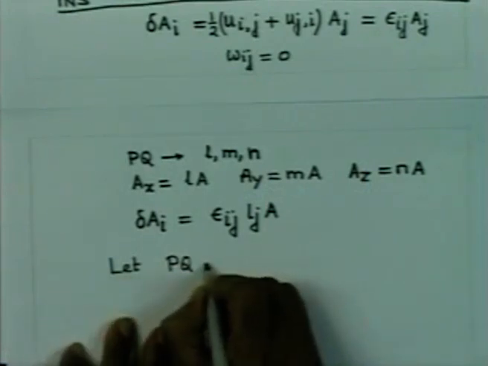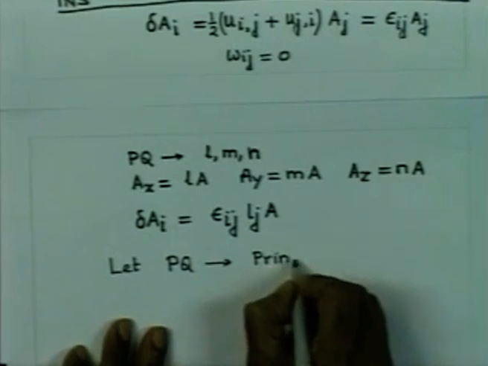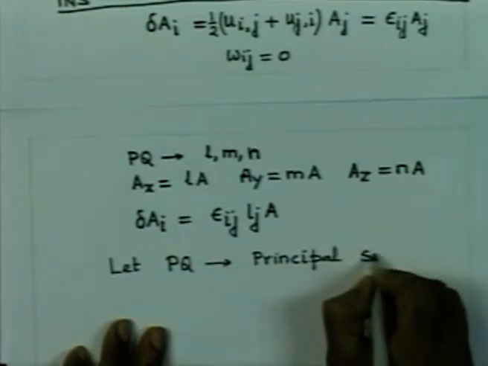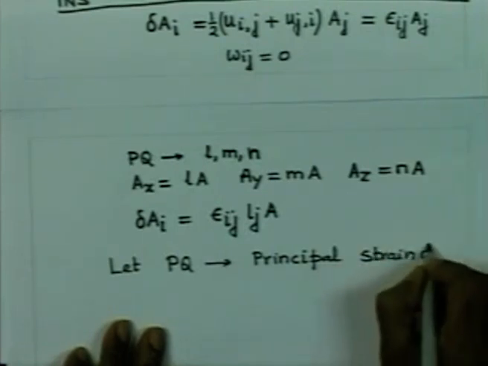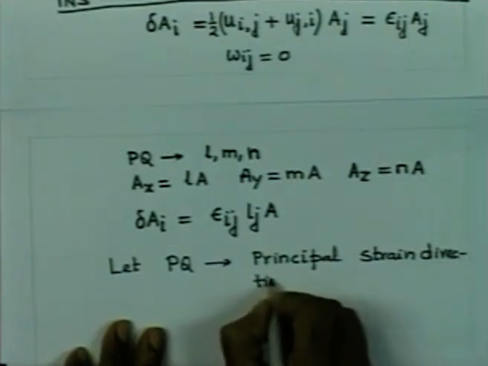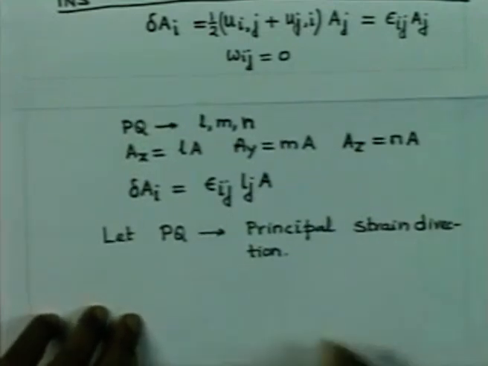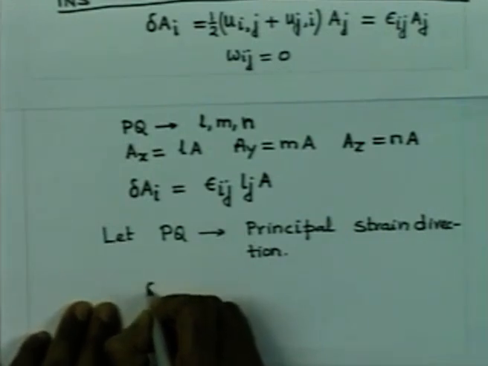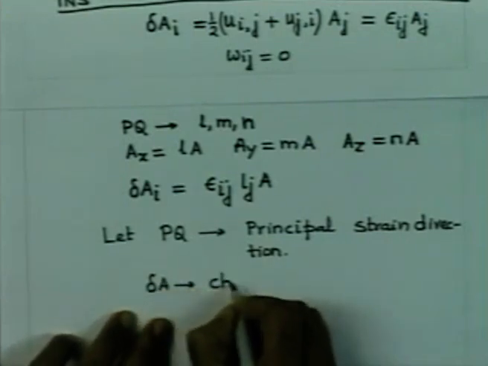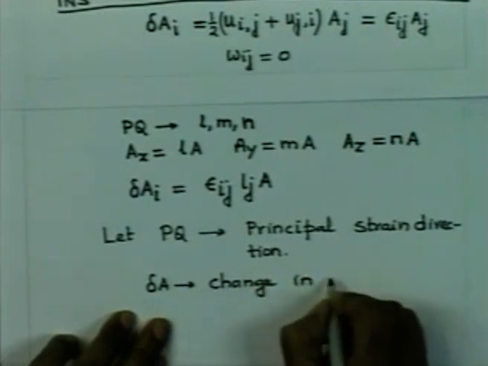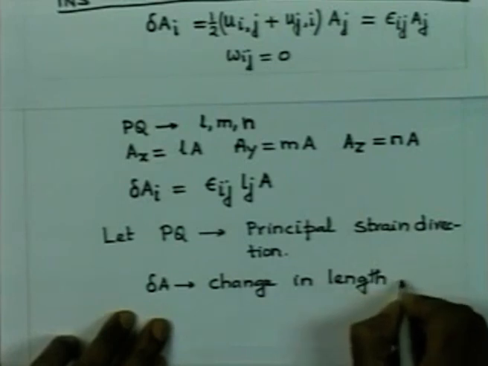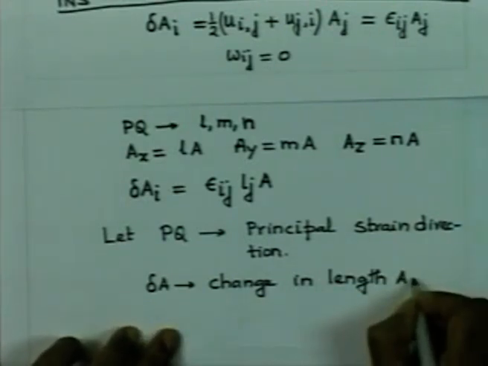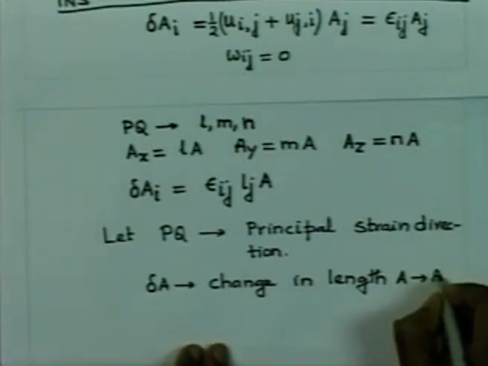Now, if PQ happens to be the principal strain direction, then we can write that the change in length, delta A, of element PQ, which is A, is nothing but A into epsilon.